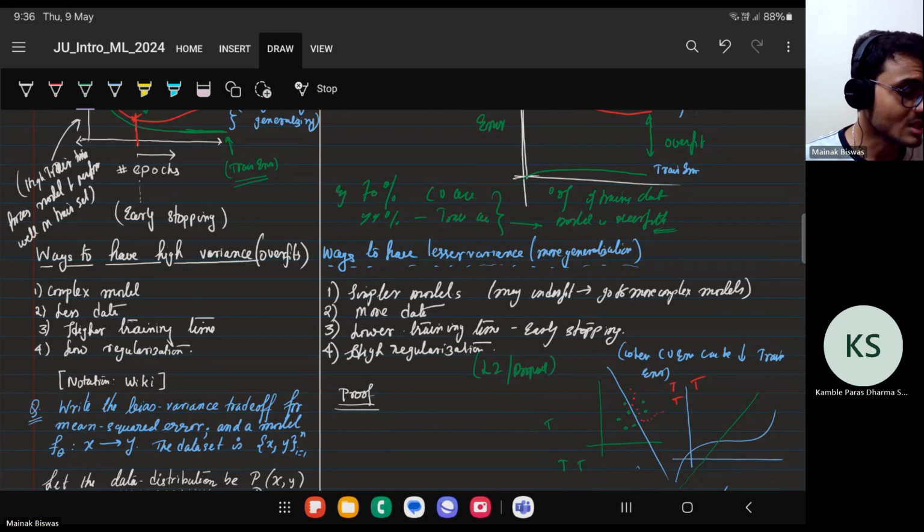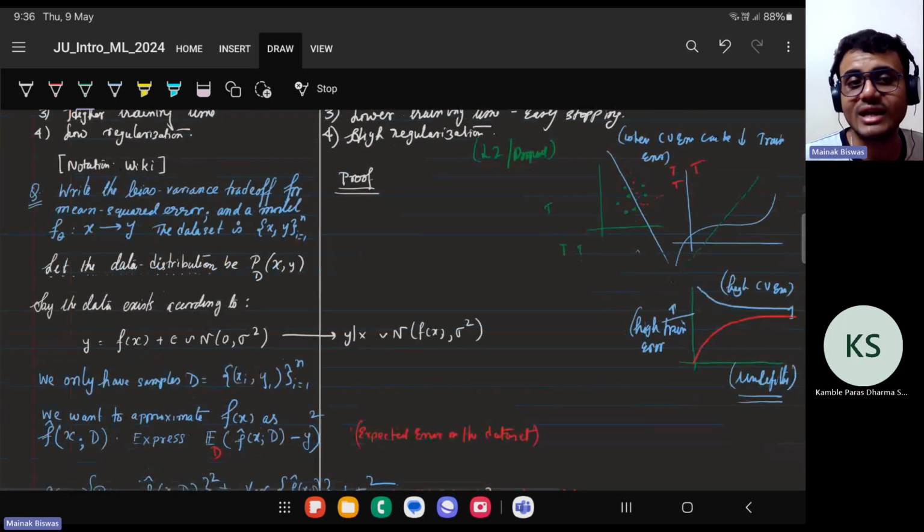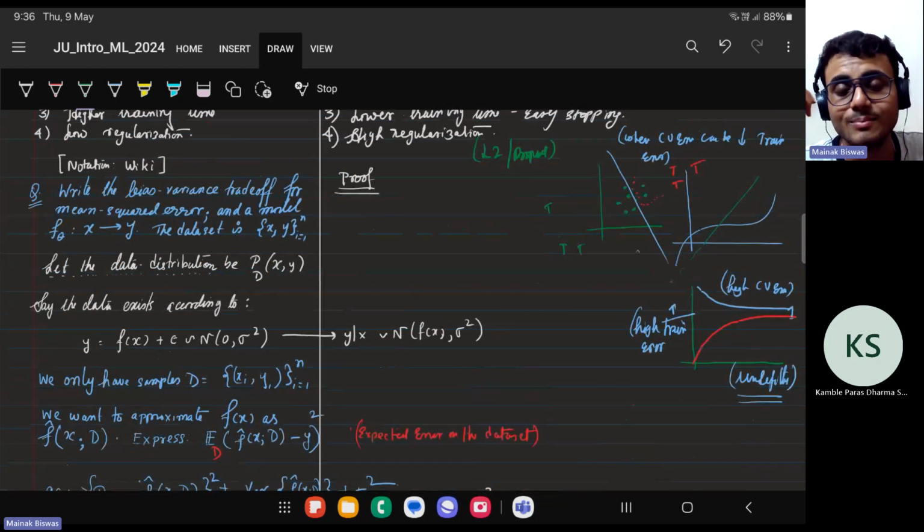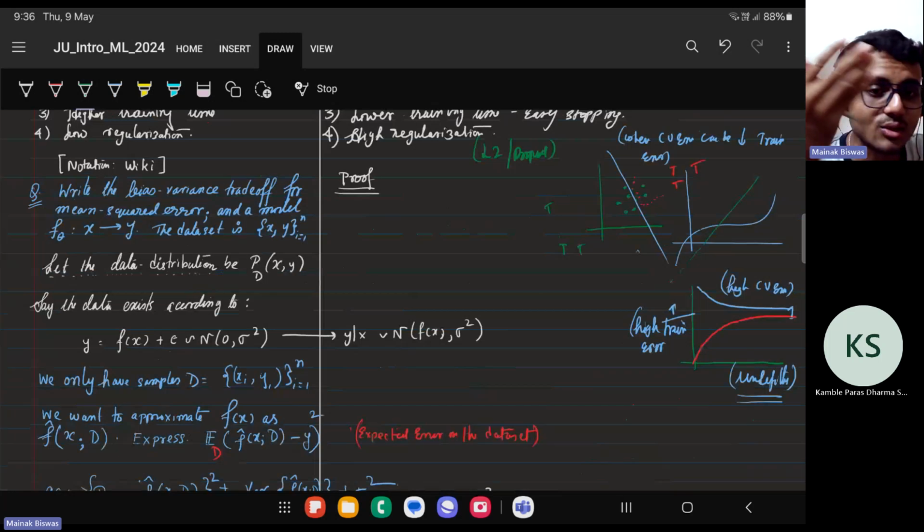So now, although this is all the hand wavy explanation I gave you, telling you that complex models have high variance and low bias, and simpler models have low variance and high bias, and you have to find the model somewhere in between, which is optimal variance and optimal bias, we need to understand this mathematically also. What is bias and what is variance, mathematically speaking?